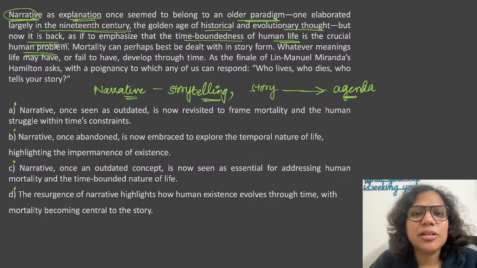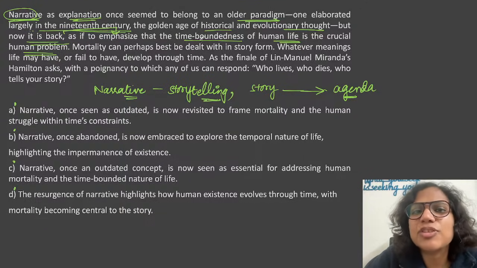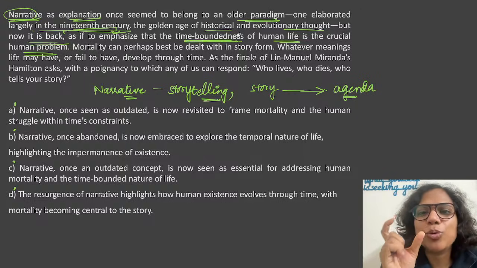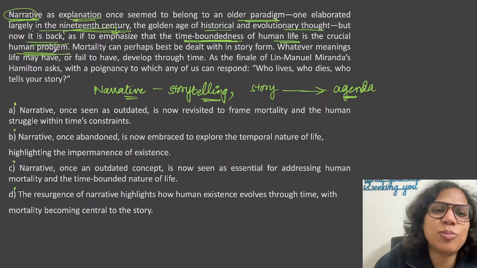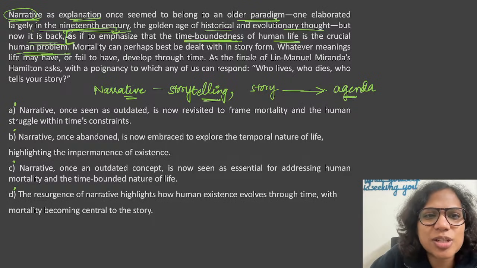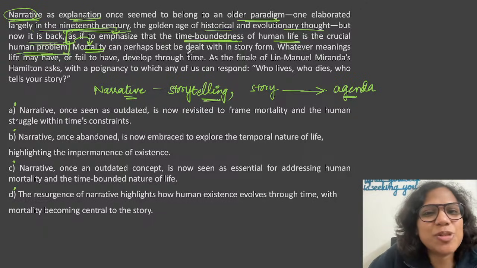ओके, जैसे कि इसलिए वापस आई हो, as if it wants to emphasize that the time boundedness of human life is the crucial human problem. तो ये किस कॉन्टेक्स्ट में यूज़ हो रहा है वो क्लियर हो जाता है नेक्स्ट सेंटेंस से. Mortality. Mortality can perhaps best be dealt with in story form.